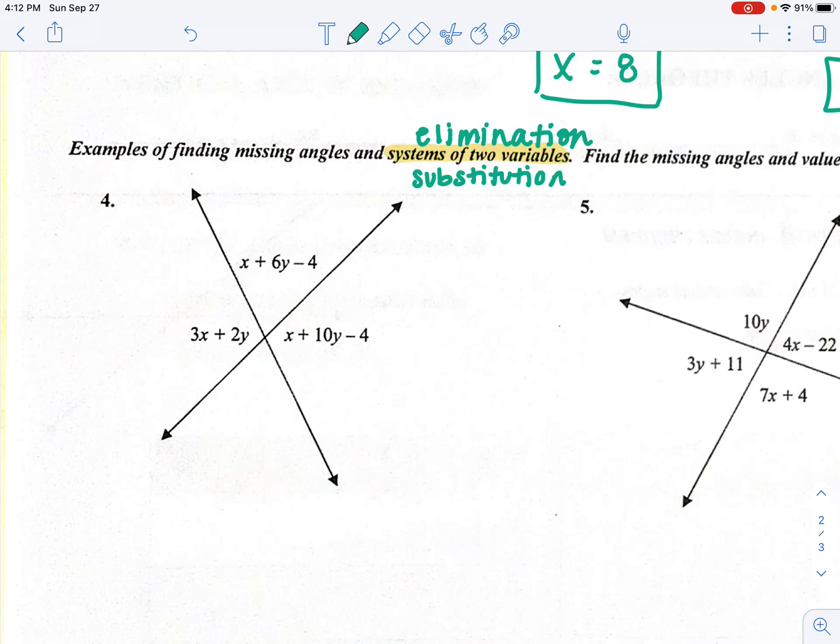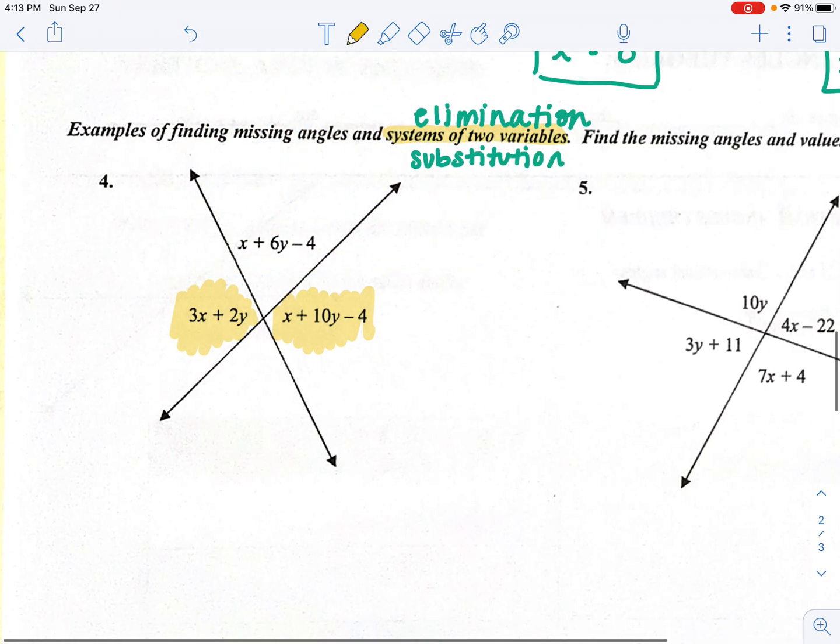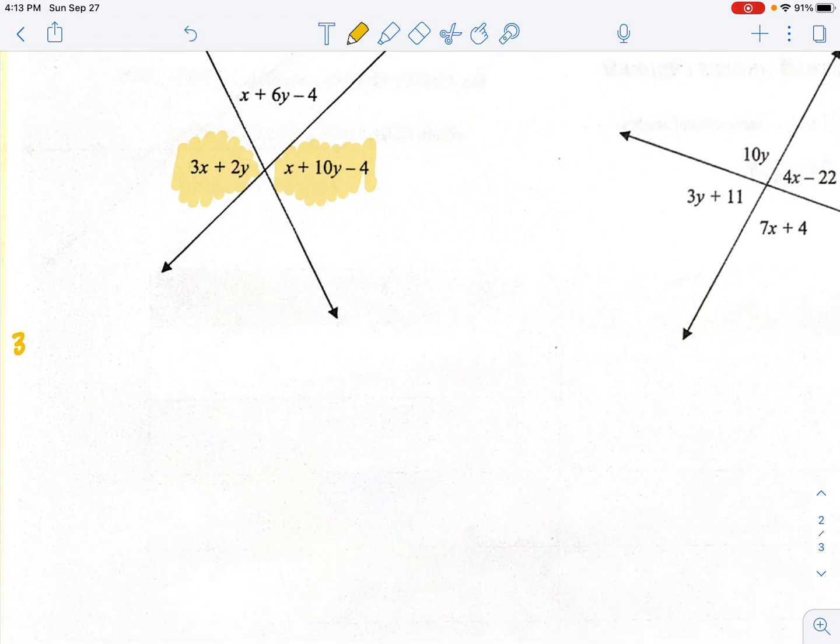Now, when doing systems of equations, we have to write out 2 equations ourselves. We have a lot going on here. When I'm looking at this, I think that this 3x plus 2y and this x plus 10y minus 4 are vertical angles. And I know that vertical angles equal each other, so I'm going to write that out. I'm going to say 3x plus 2y equals x plus 10y minus 4.